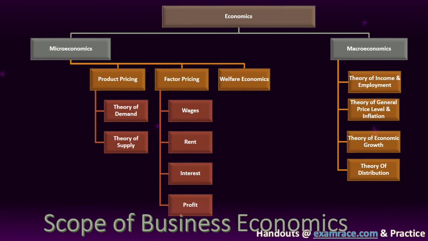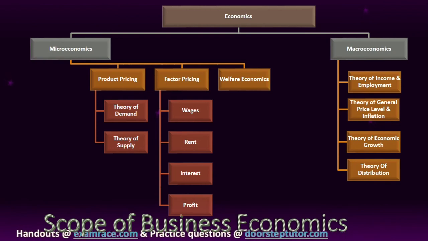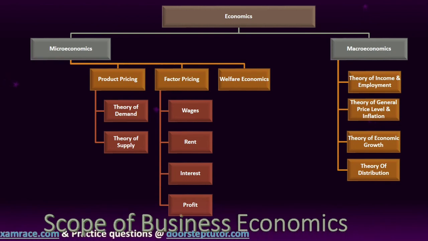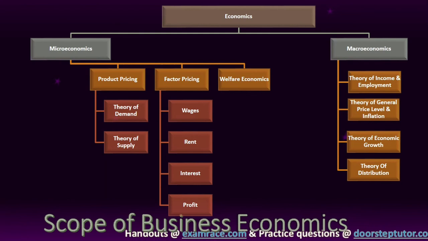Coming up to the next category of business economics, it is macroeconomics, which constitutes four theories in it. Number one, theory of income and employment. Number two, theory of general price level and inflation. Number three, theory of economic growth. And the last one, theory of distribution.